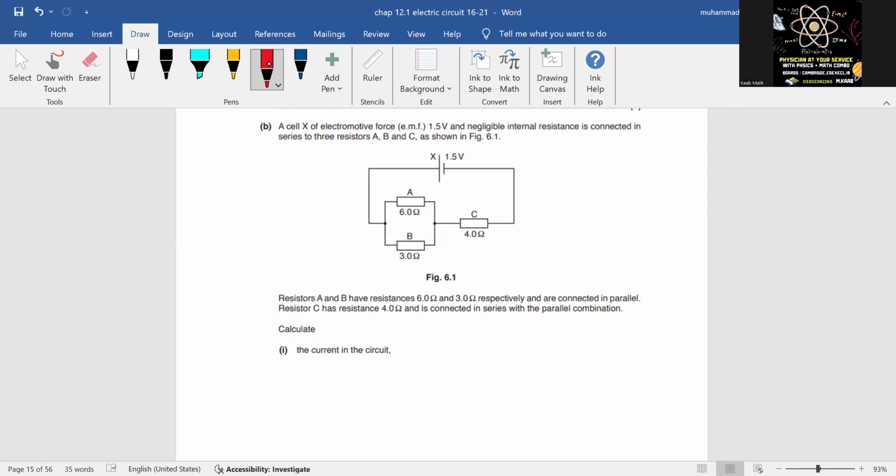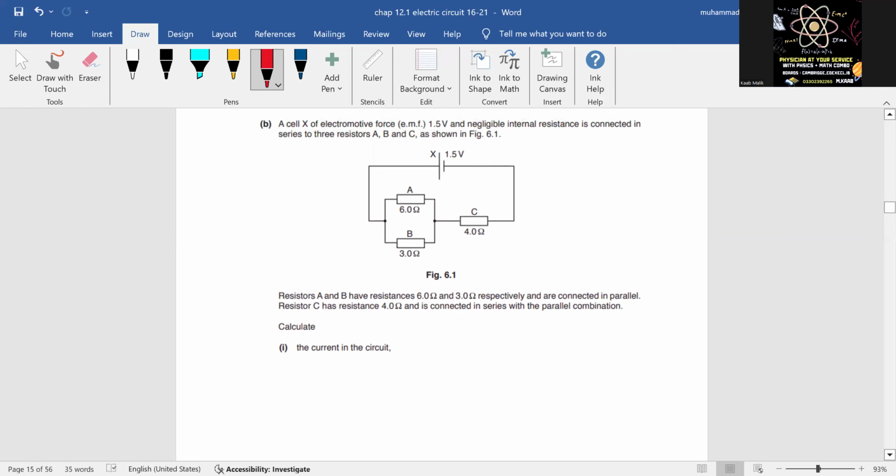A cell X of electromotive force EMF 1.5 volts and negligible internal resistance is connected in series to three resistors A, B, and C, as shown in Figure 6.1. Resistors A and B have resistances 6 ohms and 3 ohms respectively and are connected in parallel. Resistor C has a resistance of 4 ohms and is connected in series with the parallel combination. Calculate the current in the circuit.